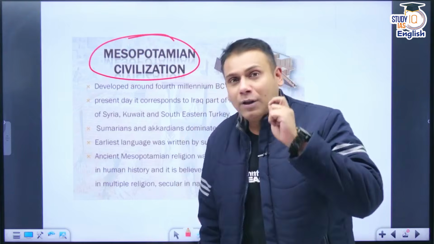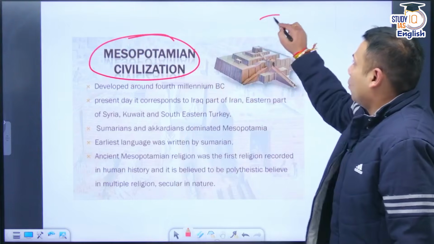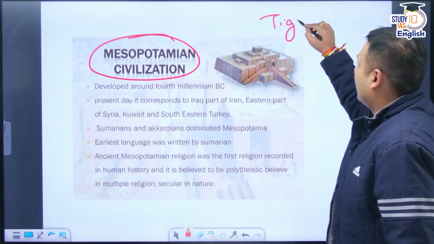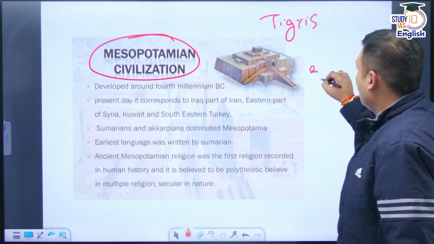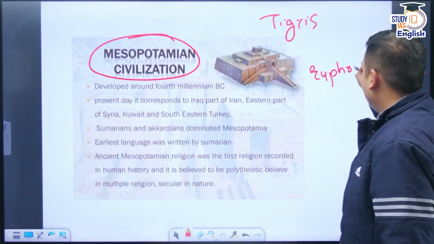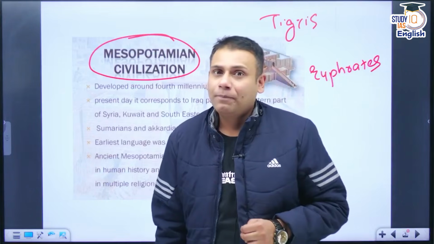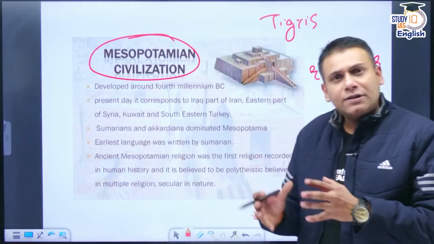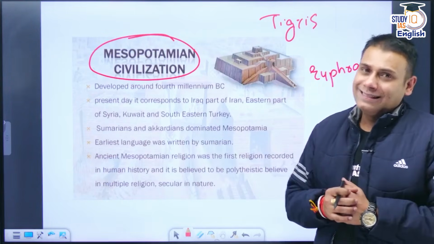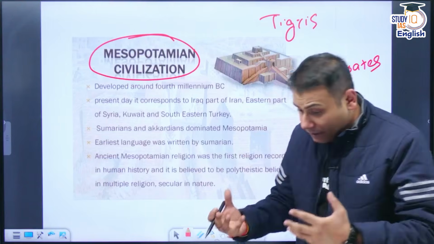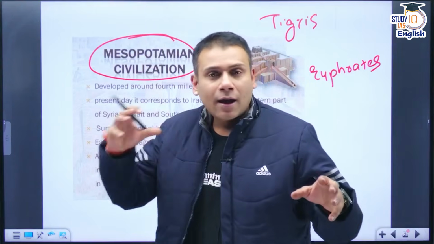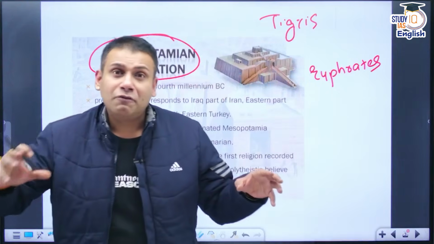It developed along the banks of two important rivers. One is the Tigris River and the other is the Euphrates River. I repeat, it developed on the banks of two rivers, Tigris and Euphrates. Now there are certain features about Mesopotamian civilization. It is believed that Sumerians and Akkadians dominated the region of Mesopotamia.